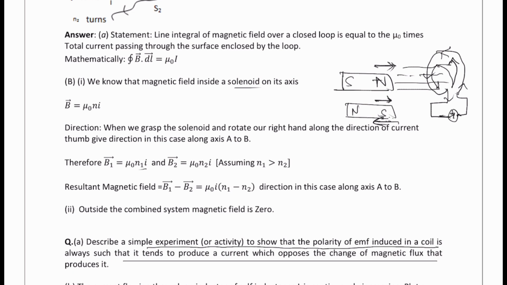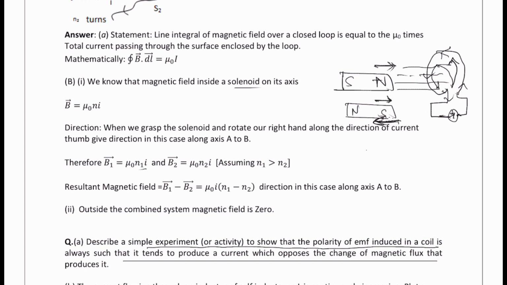In this case also, when the south pole is taken away from this coil, a north pole will be produced, because the EMF is such as to oppose the cause due to which it is produced. So the south pole is receding, and if a north pole is produced, then only the south pole can be attracted. It will oppose this receding, so it will attract, correct? It will not allow it to be taken away.